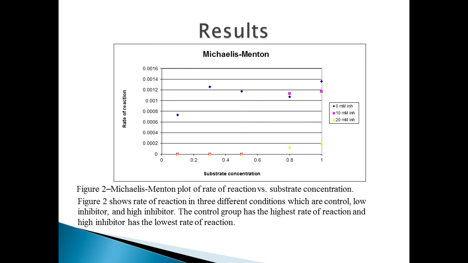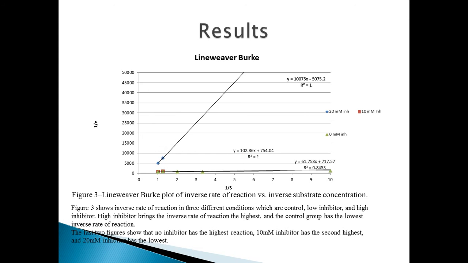Figure 3, Lineweaver-Burk plot of inverse rate of reaction versus inverse substrate concentration. It shows the inverse rate of reaction in 3 different conditions, which are control, low inhibitor, and high inhibitor. High inhibitor gives the highest inverse rate of reaction, and the control group has the lowest inverse rate of reaction.